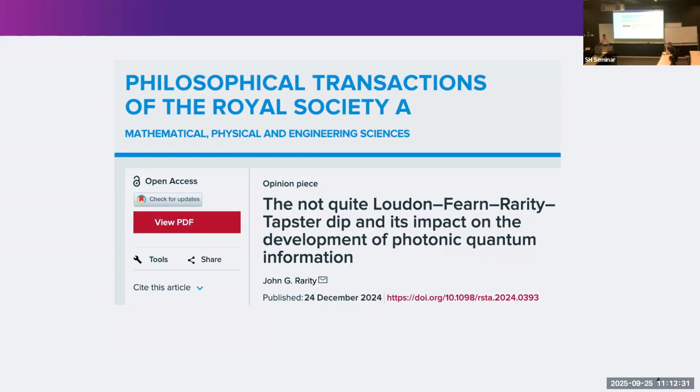What is undeniable is that Hong-Ou-Mandel is very important for quantum optics. If you're doing photonic quantum computing, this is like bread and butter.